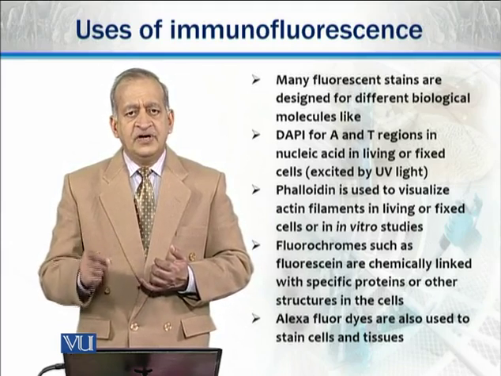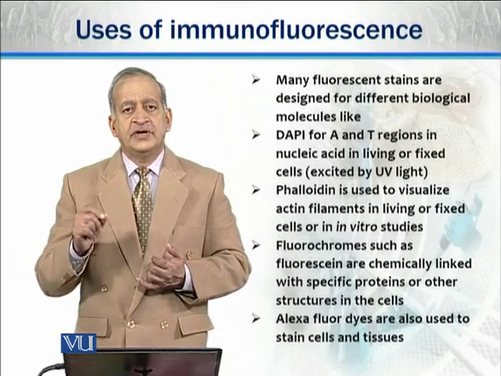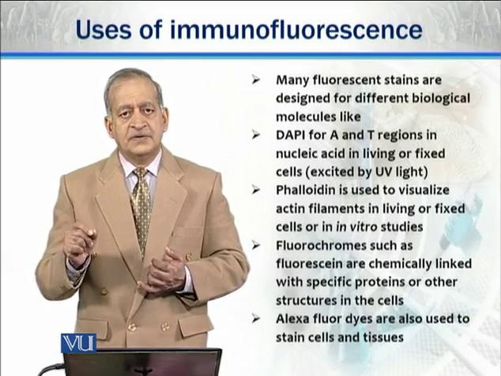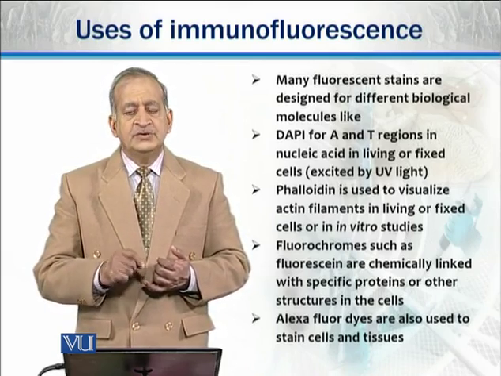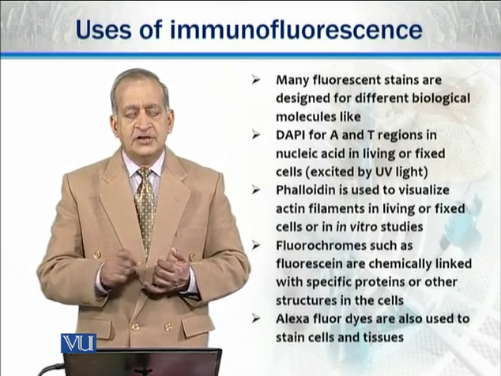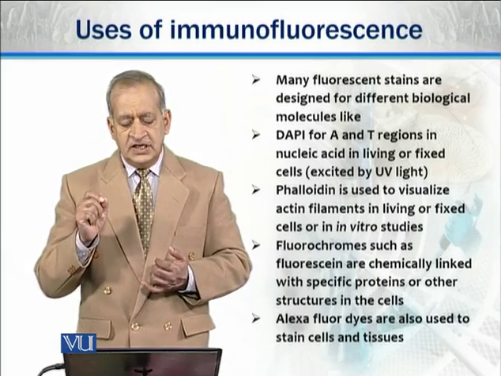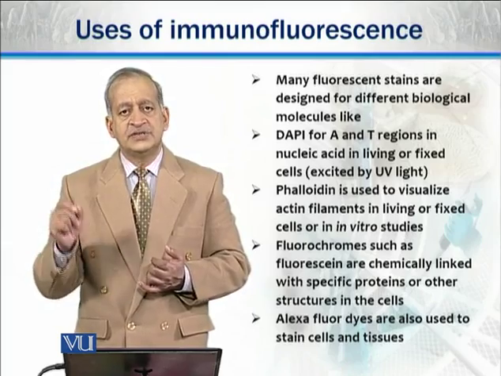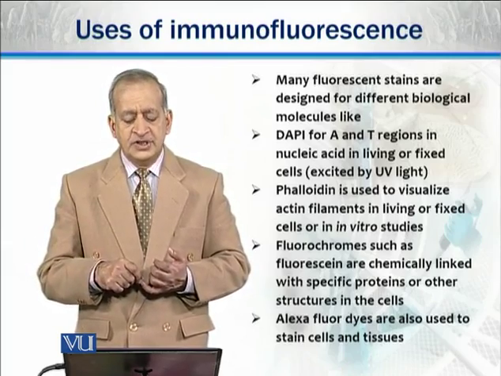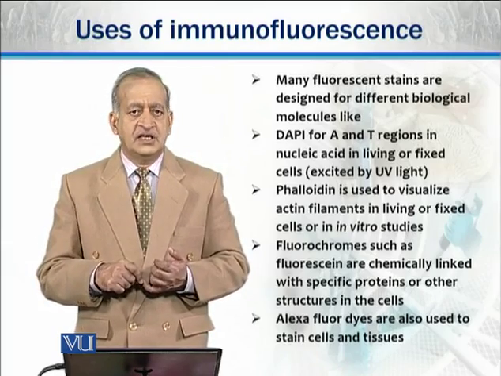So different fluorophores are used for different types of samples. DAPI is used for nucleic acids, phalloidin is used for actin filaments, fluorochromes like fluorescein are used for staining different specific proteins. Alexa-Fluor dyes can also be used.